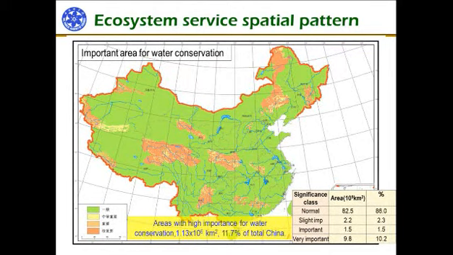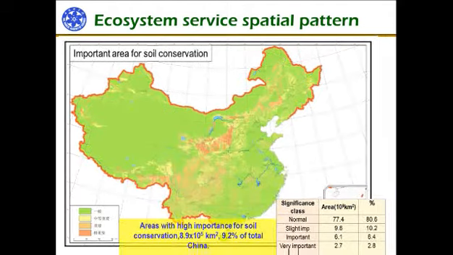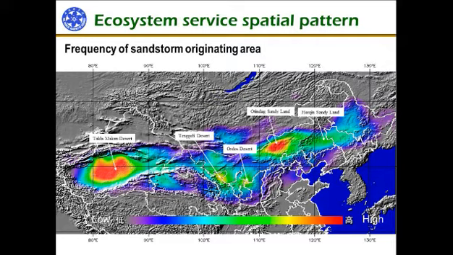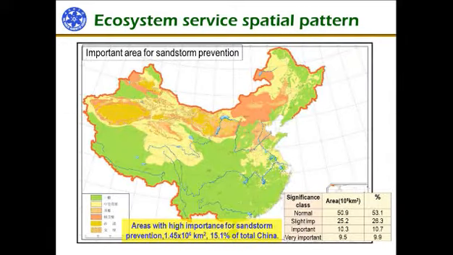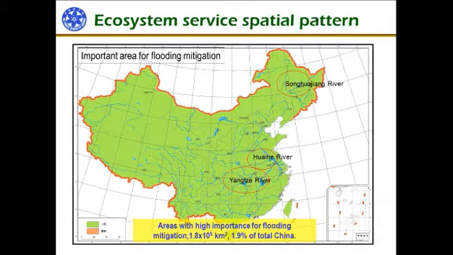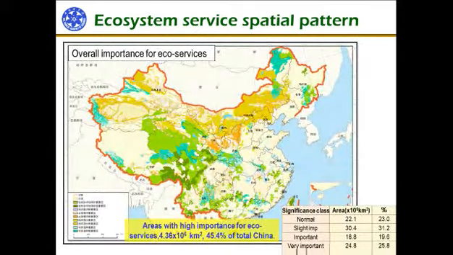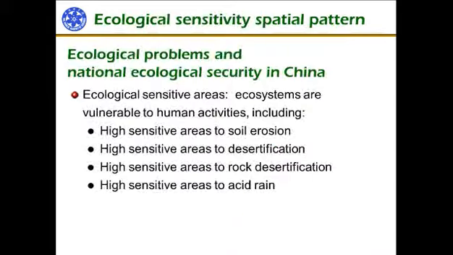This is the main area for biodiversity conservation. And this is important for water conservation, about 11% of total China. And this is for soil conservation. And the frequency of sandstorms, from the original data, identifies the very important area for sandstorm prevention. And also flooding control, mainly in the Songhuajiang River, Huaihe River, and some areas of the Yangtze River. And this is the overall importance of ecosystem services.